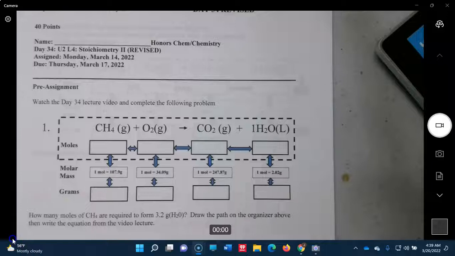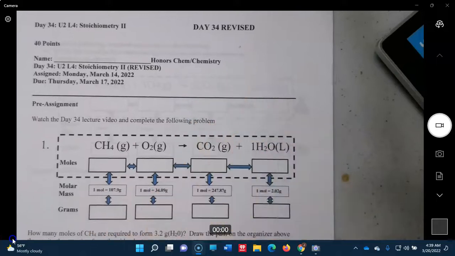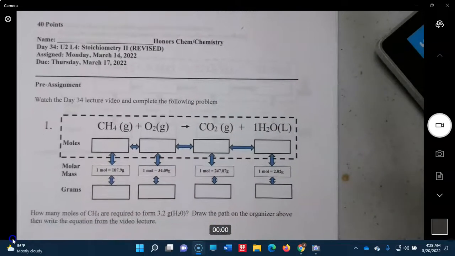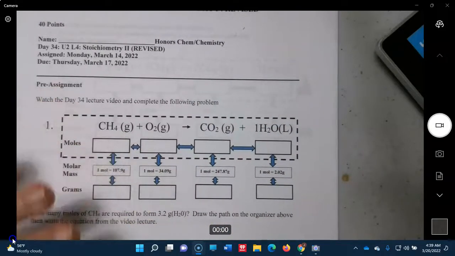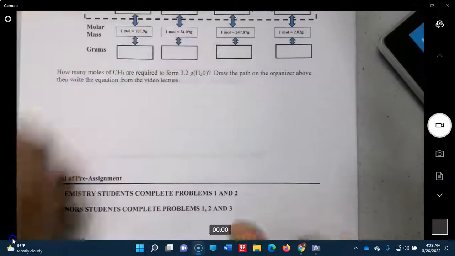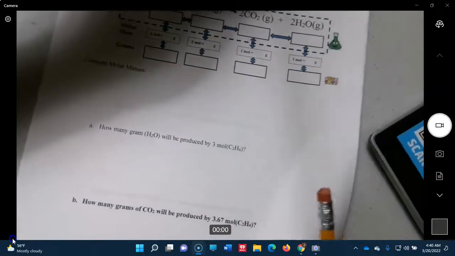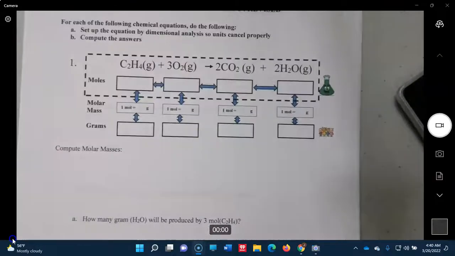Video for day 34. It's Stoichiometry 2, and this is the revised version, so that's the one you should have. There was a pre-assignment, but it wasn't a problem I actually intended to give, so I didn't complete it. So that's something that you don't need to do. We're going to move on to problem one, which is on page 2.